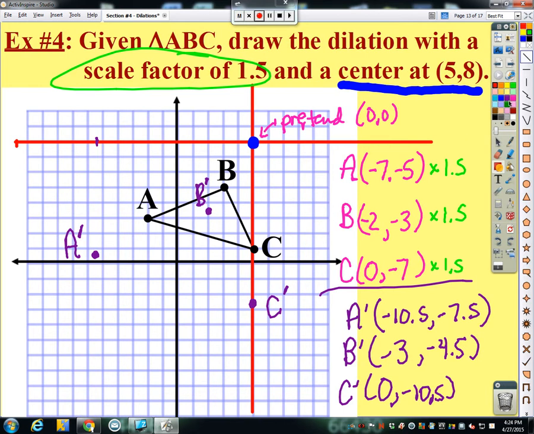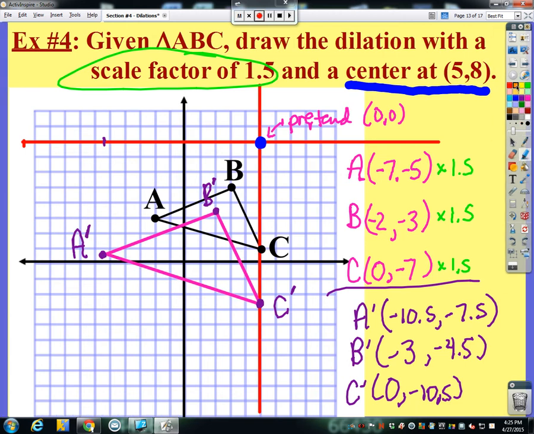So now if I connect together A prime, B prime, B prime, C prime, C prime, A prime, what we need to check, since we said all dilations are similar to each other, is this: does it appear that this triangle ABC and this larger triangle A prime B prime C prime really are similar to each other?